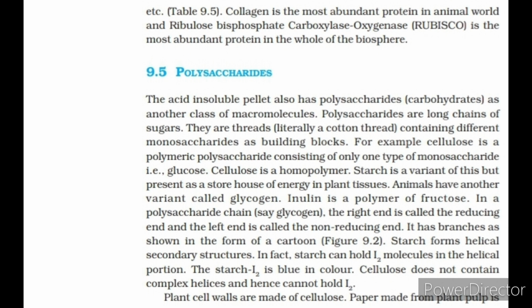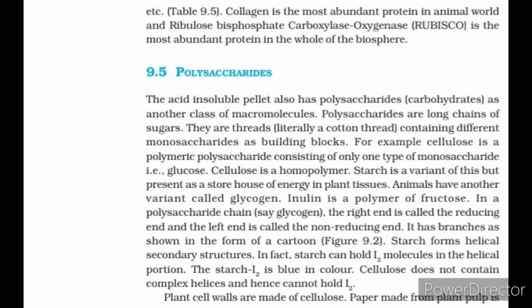Polysaccharides. The acid-insoluble pellet also has polysaccharides, carbohydrates, as another class of macromolecules. Polysaccharides are long chains of sugars. They are threads, literally like a cotton thread, containing different monosaccharides as building blocks. For example, cellulose is a polymeric polysaccharide consisting of only one type of monosaccharide, i.e., glucose. Cellulose is a homopolymer. Starch is a variant of this but present as a storehouse of energy in plant tissues.